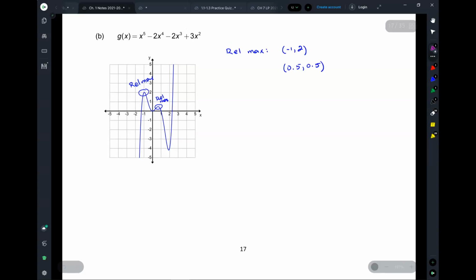Okay, next, let's do the minima. Here we have a relative minimum, and this one is also a relative minimum. Neither of these are absolute because it goes further down. So we have a relative minimum at 0, 0, and another relative minimum at x equals 1.5, or I'm even okay with 2, comma, -4.5. Okay, so we're going to estimate that to be 1.5, comma, -4.5.